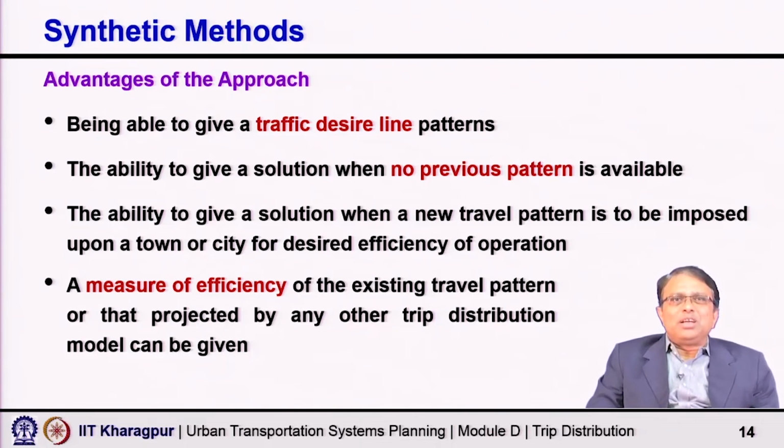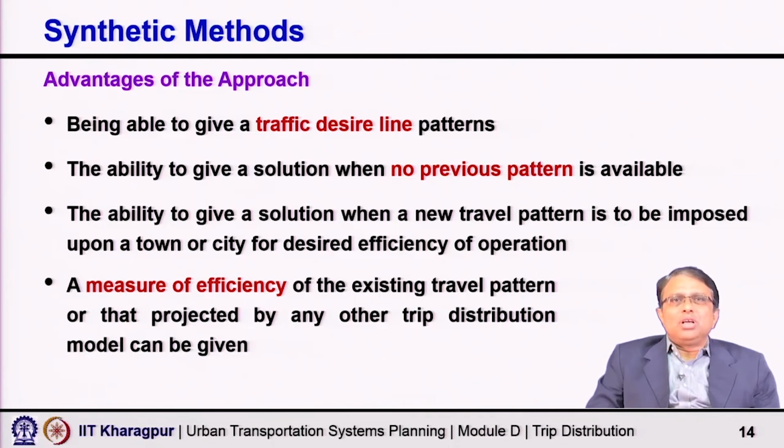Being able to give a traffic desire line pattern, I could say that is kind of an ideal solution for me. The ability to give a solution when no previous pattern is available; you do not need any previous pattern understanding. The ability to give a solution when a new travel time pattern is to be imposed upon a town or city for desired efficiency of operation.